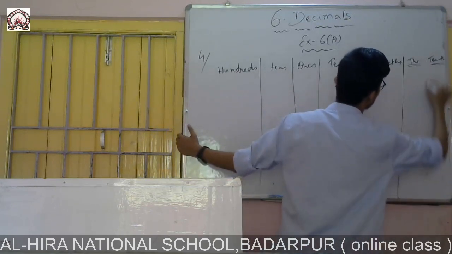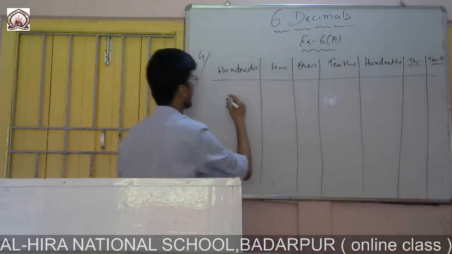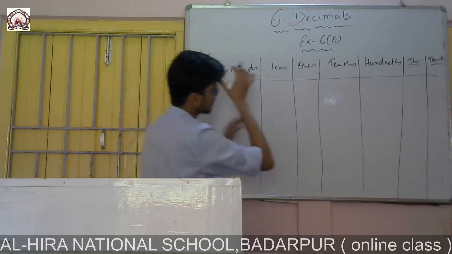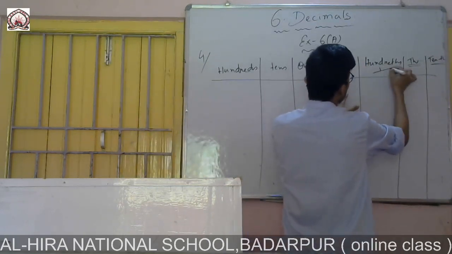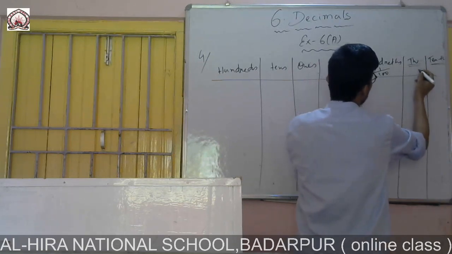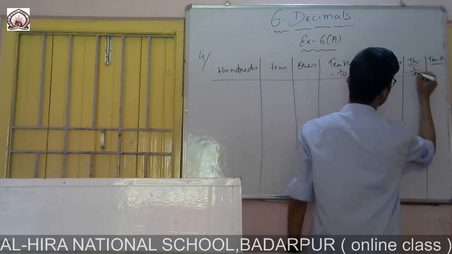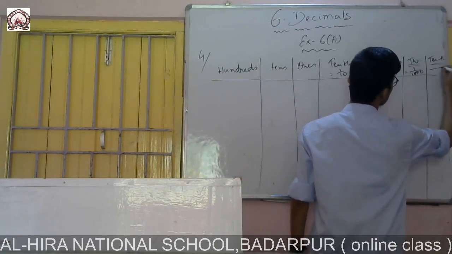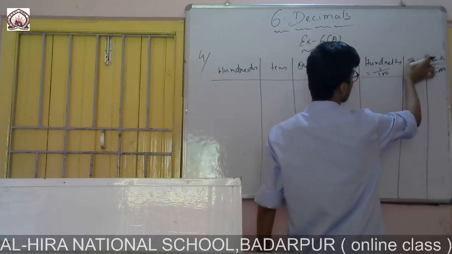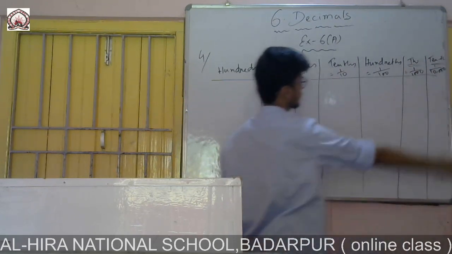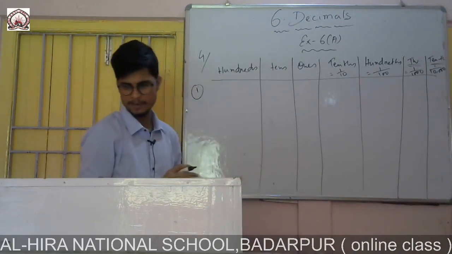Now let me express this thing. Tenth will be equal to 1 by 10, hundredth will be equal to 1 by 100, thousandth will be equal to 1 by 1000, and 10,000th which will be equal to 1 by 10,000. You write their full form, thousandths and 10,000ths you write. Okay, now let me do Roman number 1.